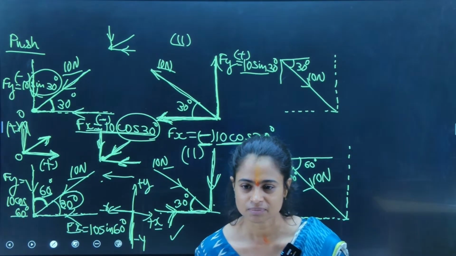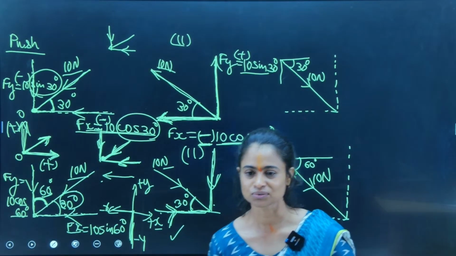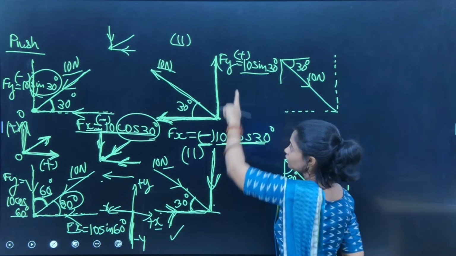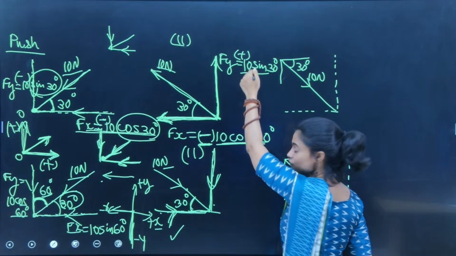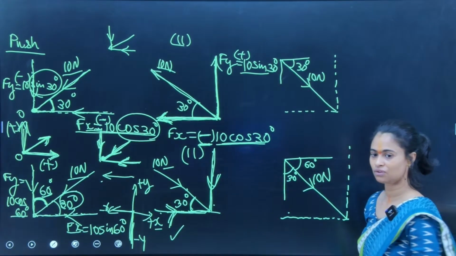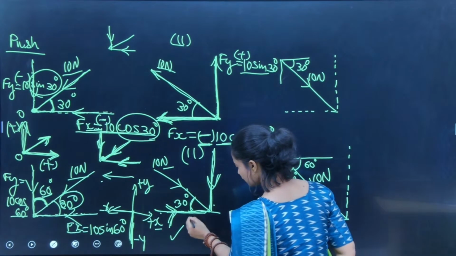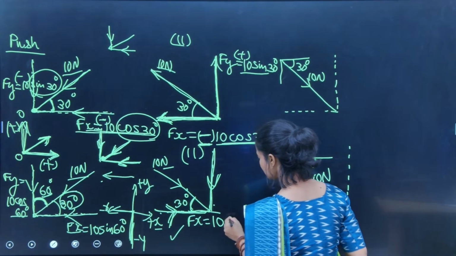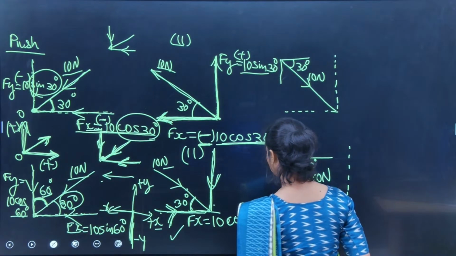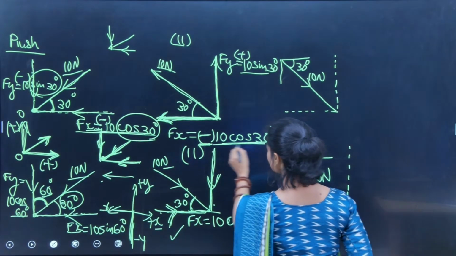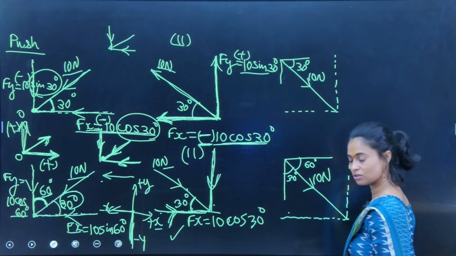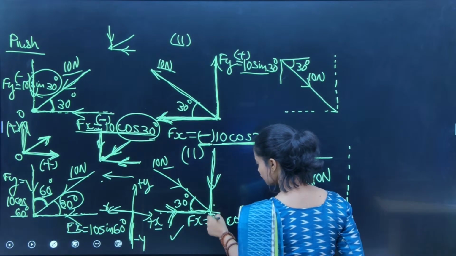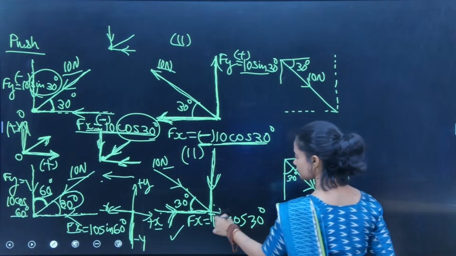In this case, ma'am, negative sign use. Yeah, we'll use negative sign for Fy. Previously, we were using positive for Fy. Now, we will use negative for Fy. Clear? So, here Fx would be how much? 10 cos 30. Same. Previously, I had Fx as 10 cos 30, but it was negative. Now, it will be positive.